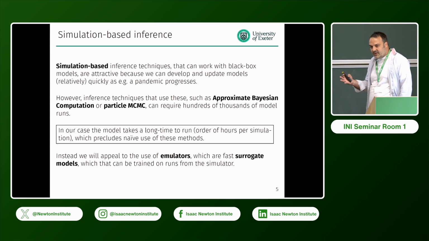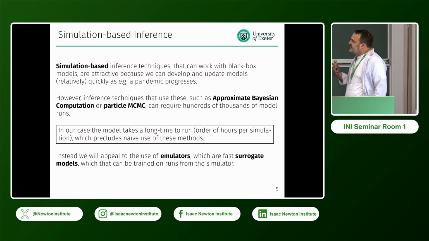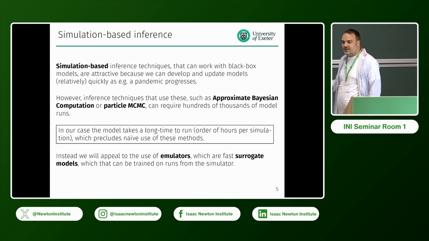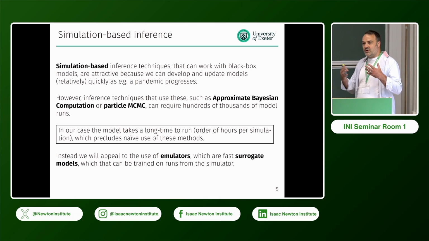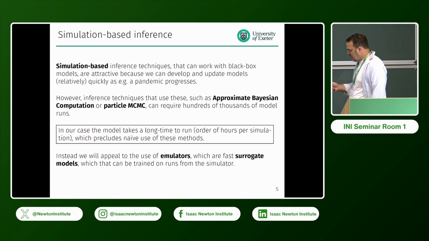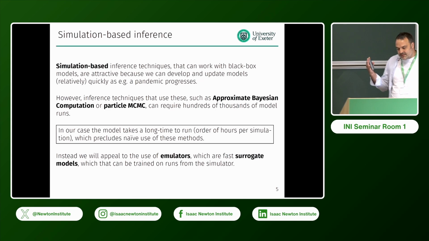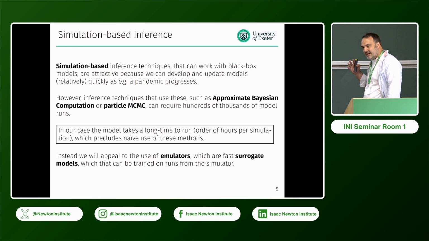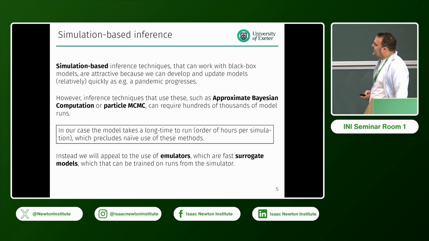And these have some advantages, right? Particularly in the sense that it's actually much easier to develop and update models if we're simulating from them. That's certainly a lot easier than building bespoke MCMC code, for example. And there are inference techniques that utilize these, so things like approximate Bayesian computation or particle MCMC. But the challenge here is that these typically require us to evaluate our model hundreds of thousands of times in order to fit the data.